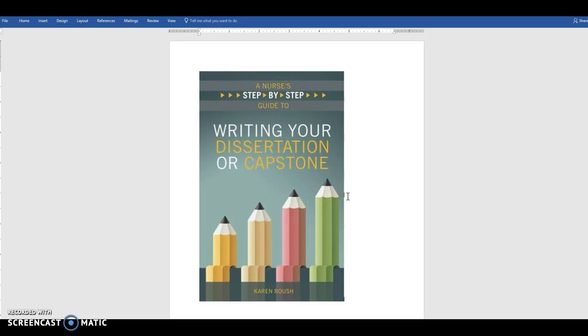It really doesn't start hitting in until even next semester when you're working with your chair. If you still haven't gotten the permission to use the instrument by the end of this course, then really start hitting that for next semester. That way by summer you do have that permission, because you will need that information before moving on for IRB approval.